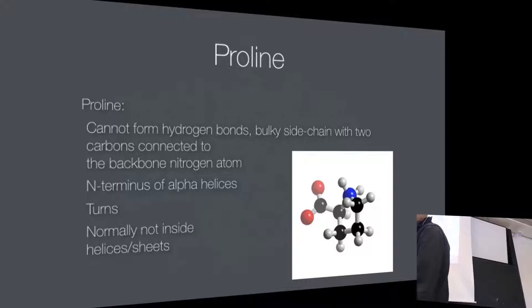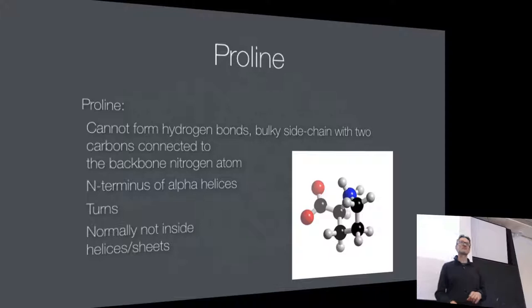The other amino acid I spoke about was proline. Proline is actually not an amino acid. Everybody has been lying, because formally proline is an imino acid. And if you're a chemist, that is a really important distinction, but we are physicists, so we're going to call it an amino acid.